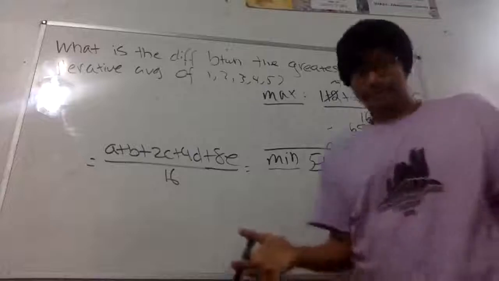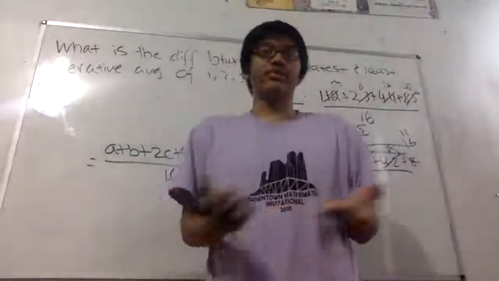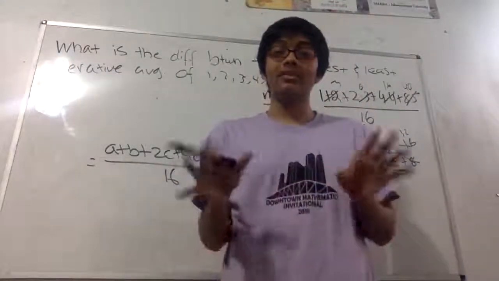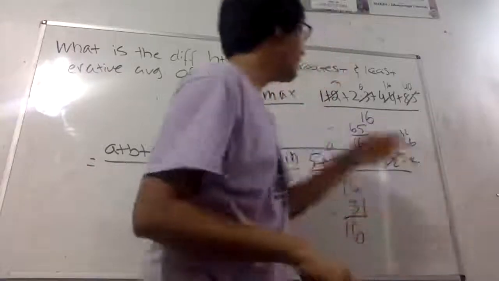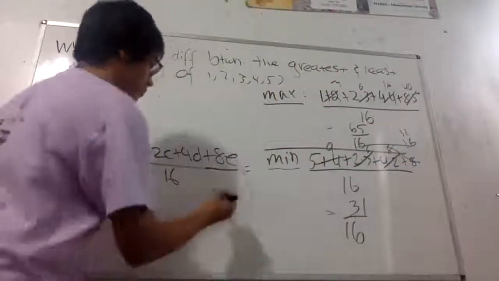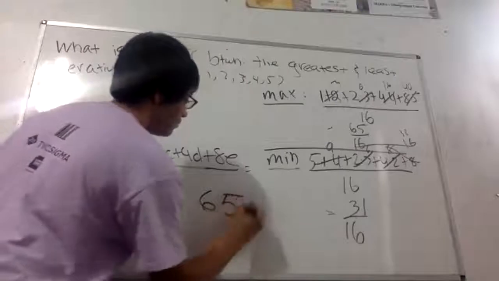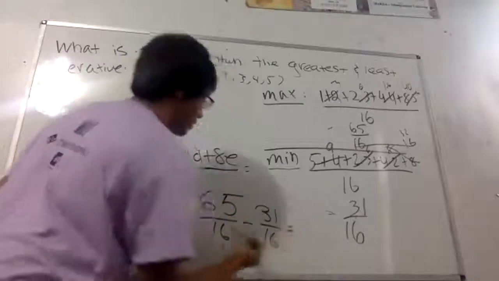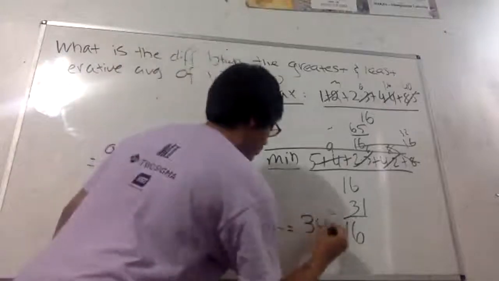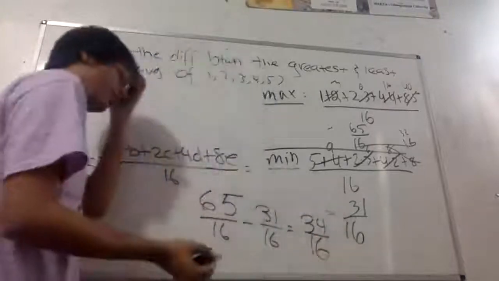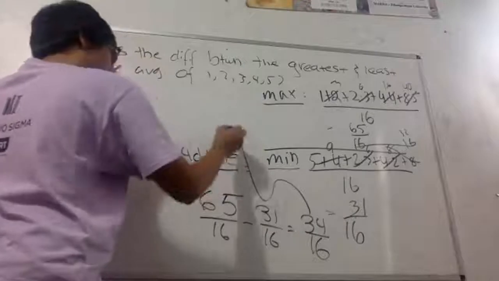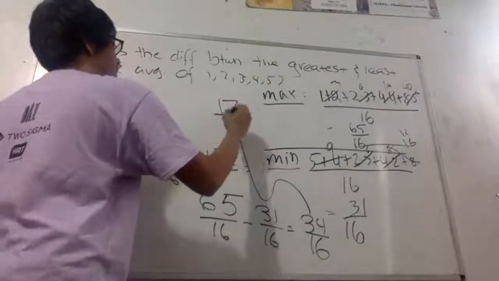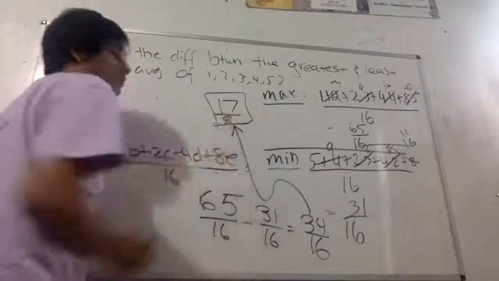But careful, these are not the answers. Because first of all, how can you have two answers? And second of all, you're asking for the difference of the maximum and the minimum. So we simply do 65 over 16 minus 31 over 16, which gets us to 34 over 16, which if you simplify that, will give you 17 over 8 as your final answer.